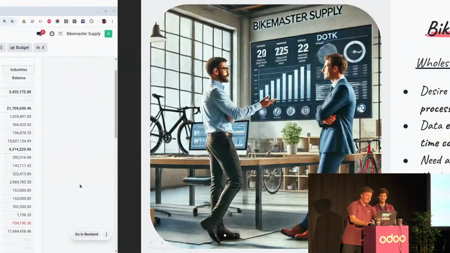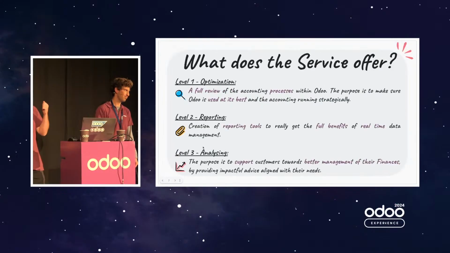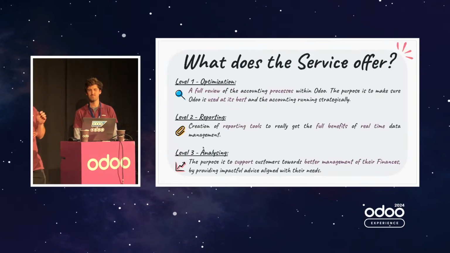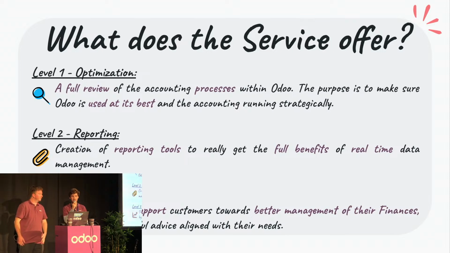So, as a conclusion of this presentation, we would like to emphasize that now, with Odoo 18, it's possible to do finance controlling, as well as generating multiple financial reports in your Odoo database. Exactly, and thanks to our service, we want to help you reach your strategic objective, thanks to the 3 main pillars. So the first one will be the optimization.